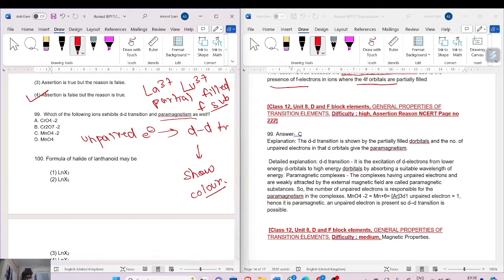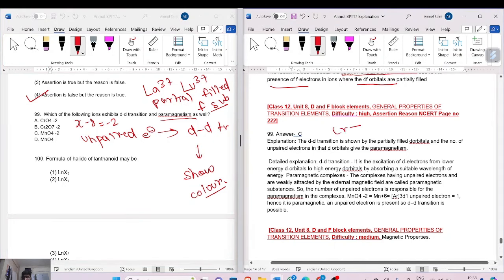First of all, we will have to write their electronic configuration. For CrO4 2-, x - 8 = -2. So here chromium is in the +6 oxidation state. When chromium is in its +6 oxidation state, it will not have any unpaired electron or partially filled d subshell. So this is not our answer.